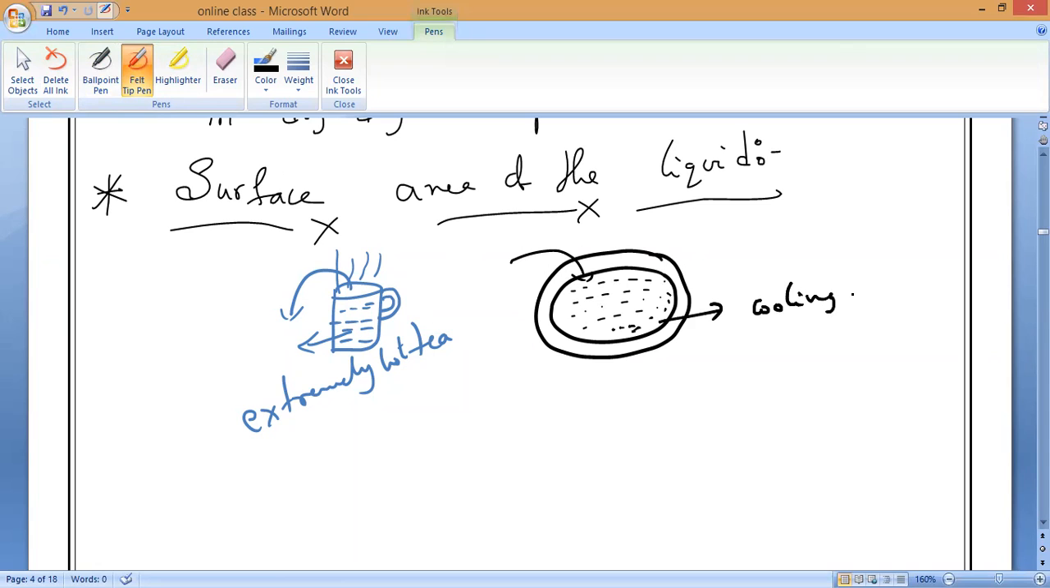Cooling is much faster, meaning the temperature decreases faster. So why, guys, can't this take place in the cup? Why is it taken? Surface area is big, sir. Yes, surface area is larger in the saucer.